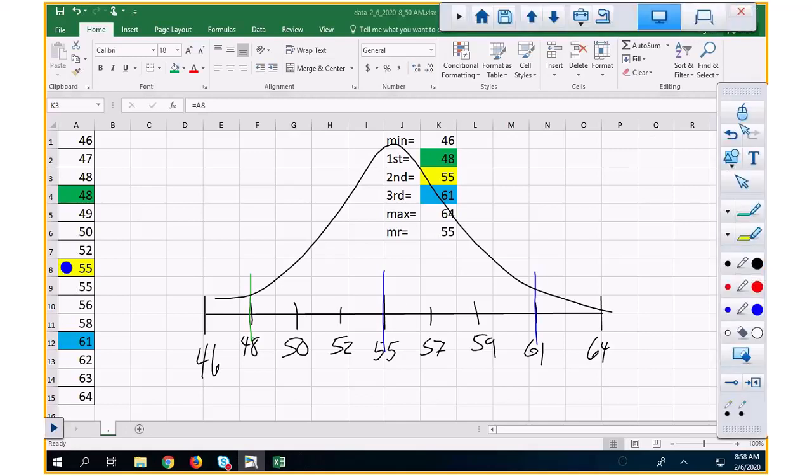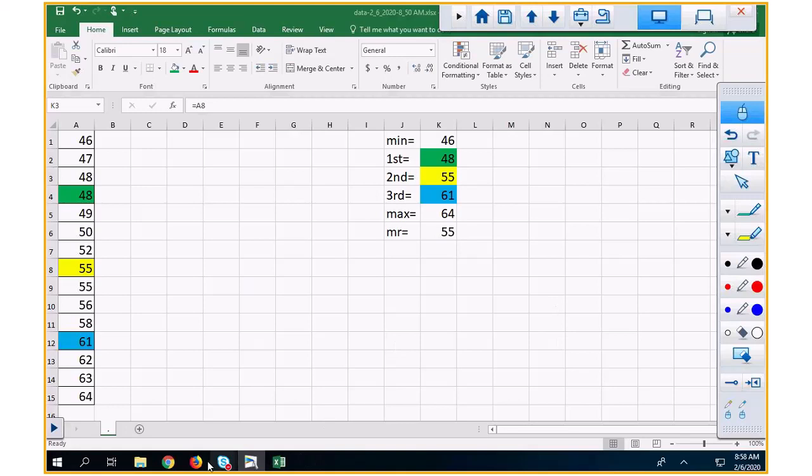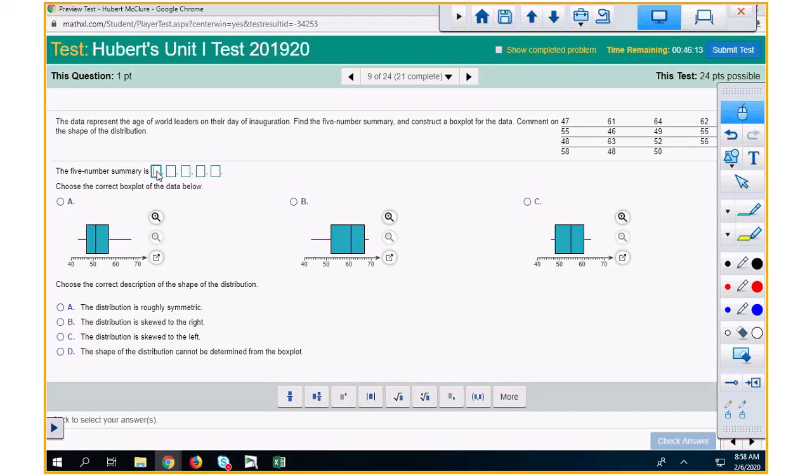So let's go back to our handy dandy. Y'all need to write down the 5-number summary because I'm not going to remember it. So let's go back to the question. The minimum is 47. I'm looking at the numbers. 47, y'all make sure. 46. 46, okay. Well, just give me the numbers. 48, 55, 61, 64. And which one lines up with the center?